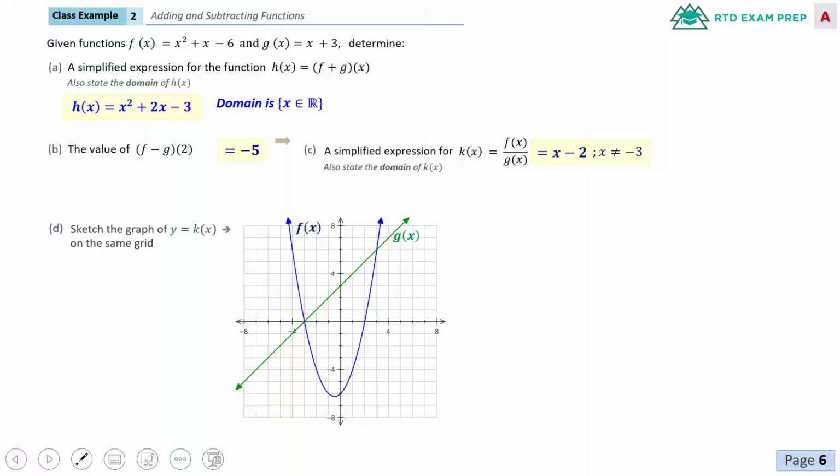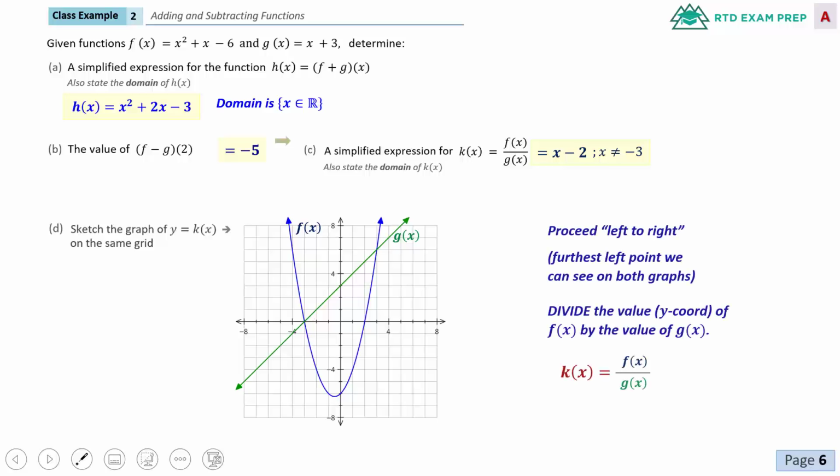To further explain this domain for part C, we're going to graph a sketch of k of x. Now what I've done here is I've graphed f of x and g of x. And we're going to move left to right across the graph, and in each position, which is to say at each x value, we will divide the y-coordinate of f of x by the y-coordinate of g of x for the same x value. So remember, f of x will be our numerator. I'm going to put some little markings in red to help us. I'm going to be dividing this height by this height.